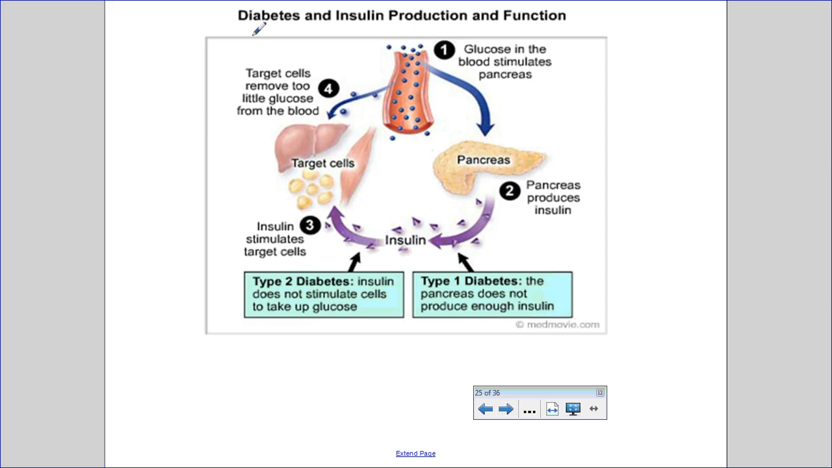So just a reminder that diabetes, especially type 2 diabetes, can be a result of the fact that you are still getting insulin production, but your cells, especially your liver cells, are not responding to that insulin. So you do not get uptake of that glucose, and so glucose levels in the blood remain elevated and remain high as a result.